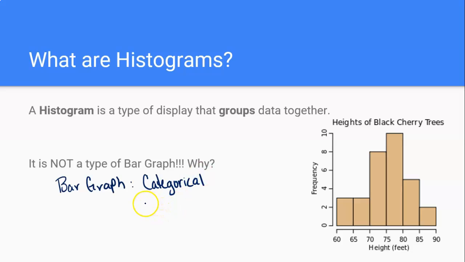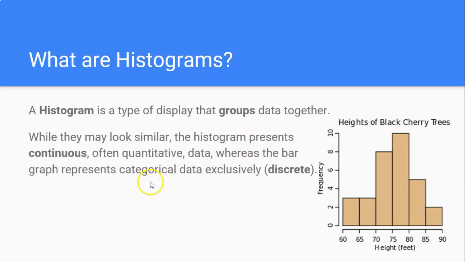A histogram is what you would use when you need to deal with quantitative data, but it groups that data together. So it's kind of this weird gray area because it takes quantitative data and turns it into ranges, which then become categorical. A histogram presents continuous data, which means it could be like 60, 61, 62, 63, or anything in between, often quantitative, whereas the bar graph represents categorical data exclusively. So bar graphs are only categorical data ever. This could be categorical or quantitative depending on how you arrange your numbers.